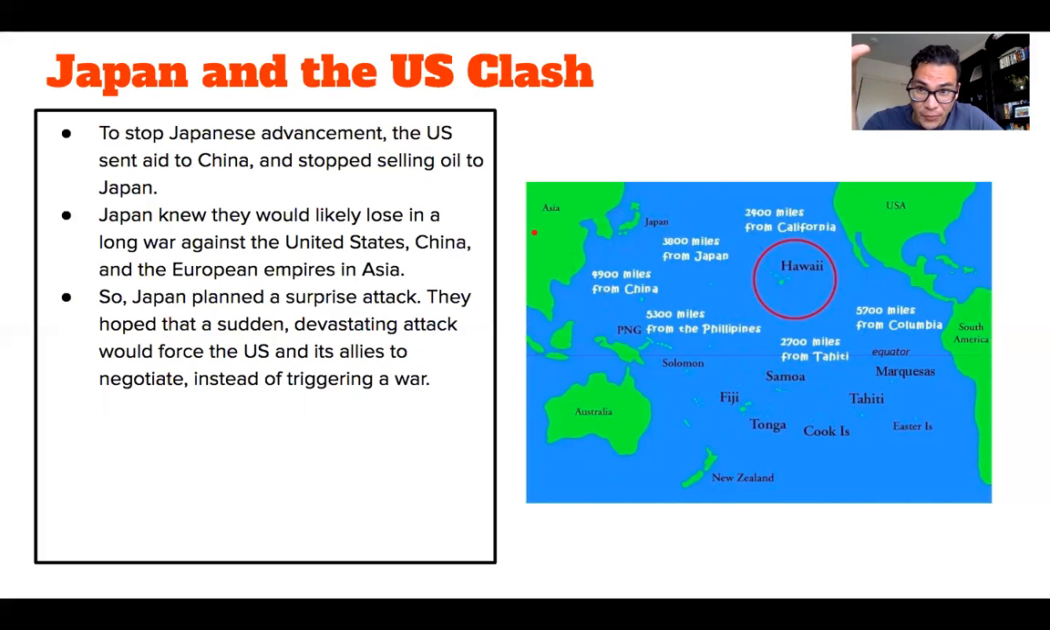That's their vision, right? It's not necessarily that they want a war with the US. They just want to get it out of the way long enough so they can do what they want in Asia.